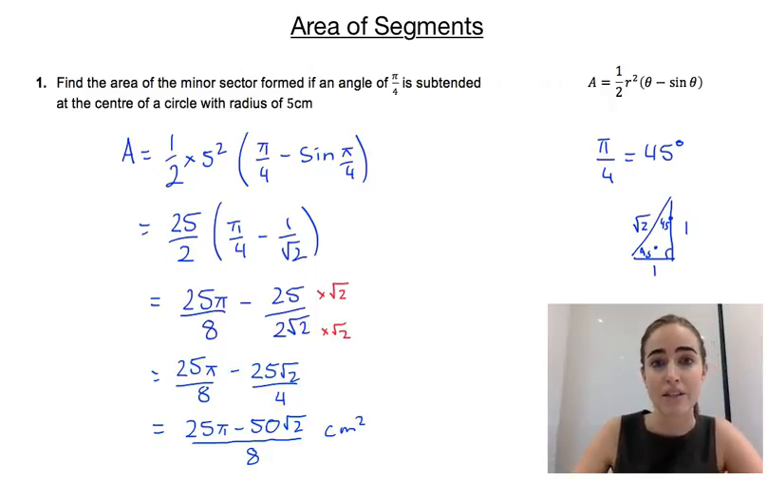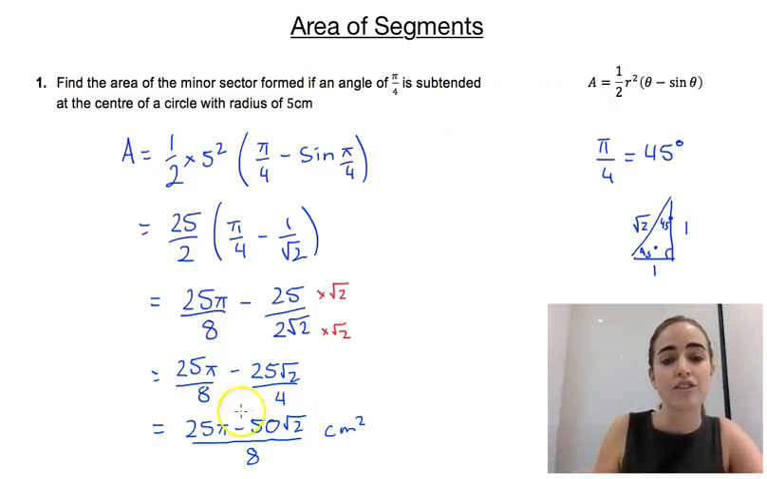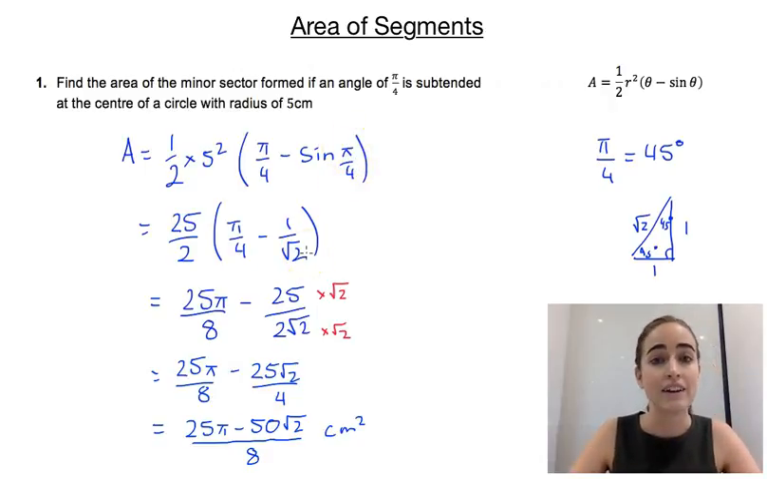area of that segment. Now some questions will ask you just to round that off, say to 2 decimal places, and you can just put it in your calculator from way up here, as long as you have your calculator in radians. All right, so that's having a look at the area of segments.